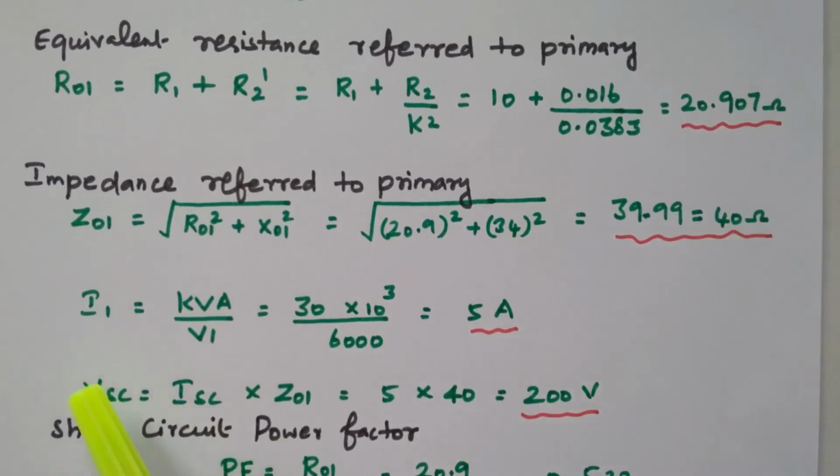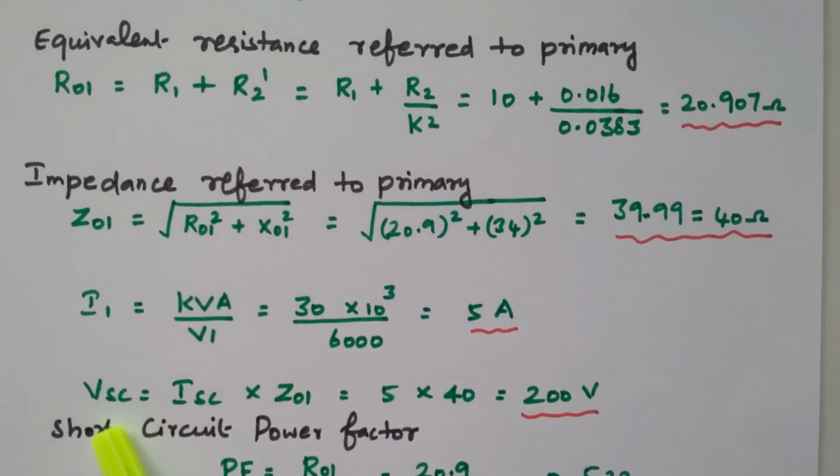Now we can calculate the current from the kVA rating and voltage. So I1 equal to kVA divided by V1. The kVA is nothing but V into I, so by dividing by V1 we will get the I1 value. The kVA is given as 30 kVA, 30 into 10 to the power 3 divided by primary voltage 6000. By simplifying we got 5 ampere. Current flowing in the primary winding is 5 ampere.